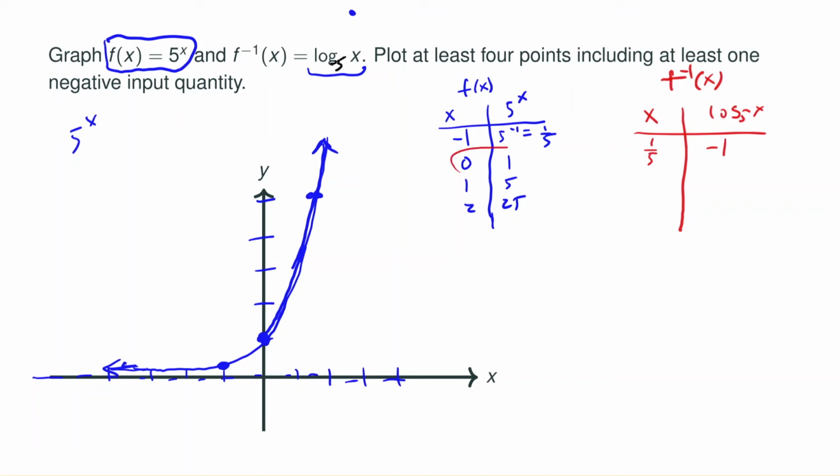And also we look at this right here. This means that for the inverse function, domain and range are switched. When input is 1, output is 0. Same here: 5, 1; 25, 2. So let's plot these 4 points for f inverse, or log base 5. That's what we're graphing, right? Log base 5 of x. So when x is 1 over 5, which is right here, somewhere here, it is negative 1. So somewhere here.